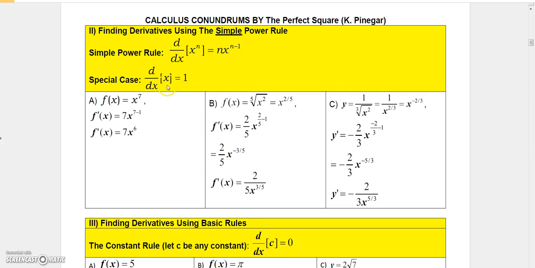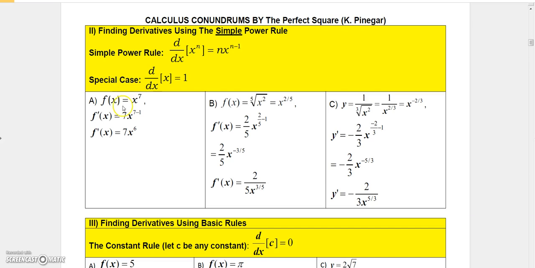And this is actually a special case of this rule, and you can show this using this rule. Just remember that x is actually thought of as x to the first power. So when you apply the rule, you'll get 1 times x to the 0 power, which of course is 1. But it's helpful to know this, that the derivative of x is 1. That way you don't have to apply the power rule each time.